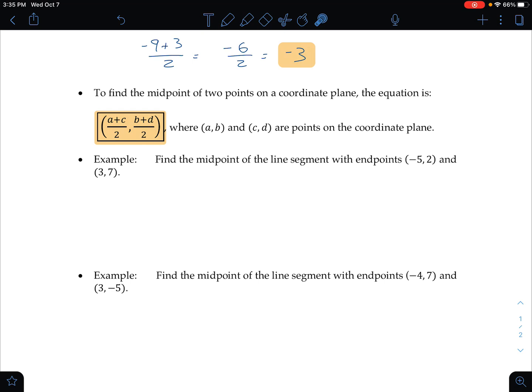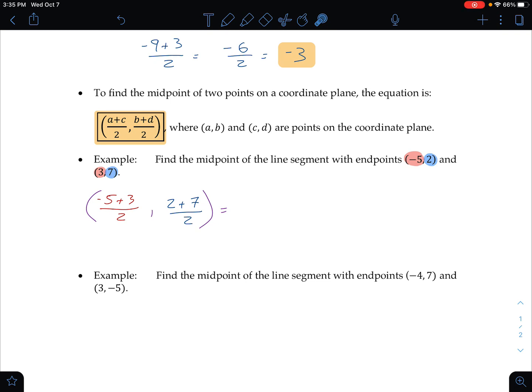Find the midpoint of the line segment on a coordinate plane with those two endpoints, -5, 2, and 3, 7. First, we look at the x's. So we have a -5 and a 3. Those are my two x points for my 2 points. So I'm going to add them up and divide by 2. I also need my y's, which are 2 and 7. I add those up and divide by 2. The two of them combined, that's my midpoint.